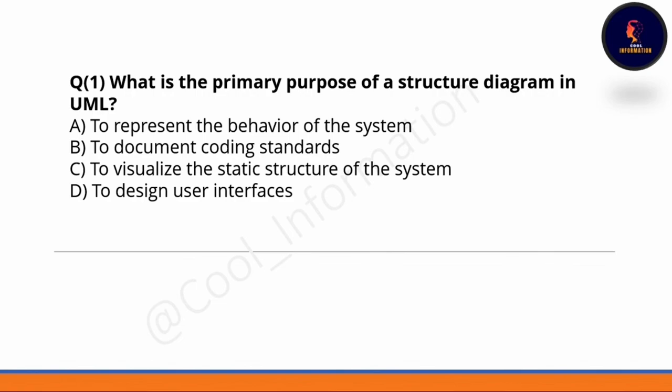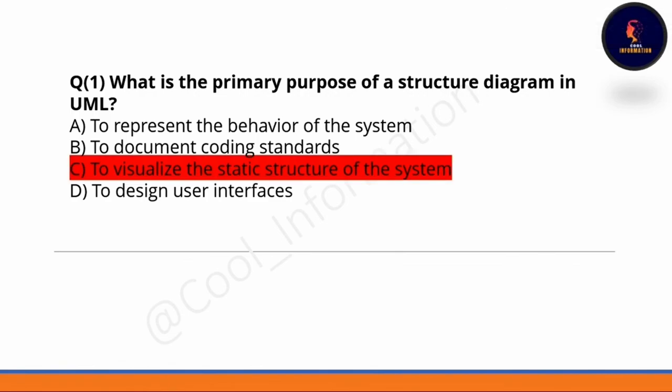Option A is to represent the behavior of a system, option B is to document coding standard. Option C is to visualize the static structure of the system, and last option is to design user interface. Option C is correct. The primary purpose of a structure diagram in UML is to visualize the static structure of the system. Option C is correct.